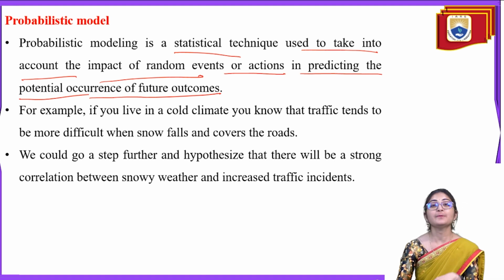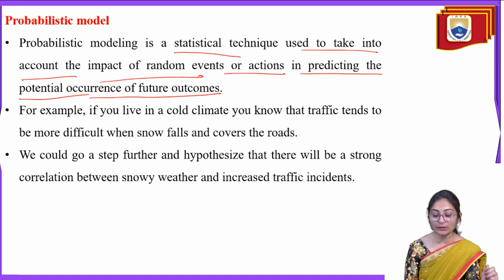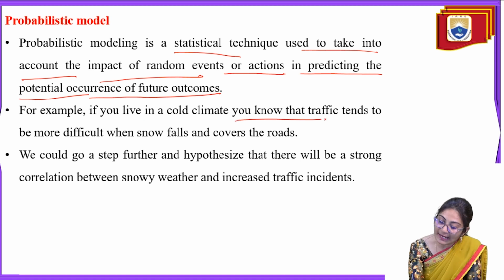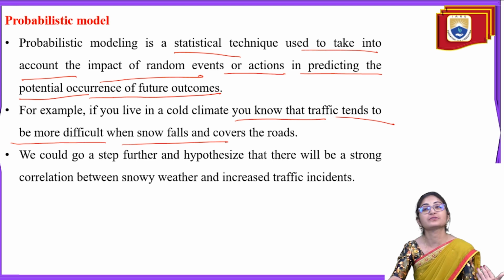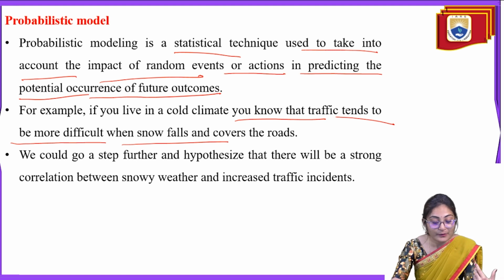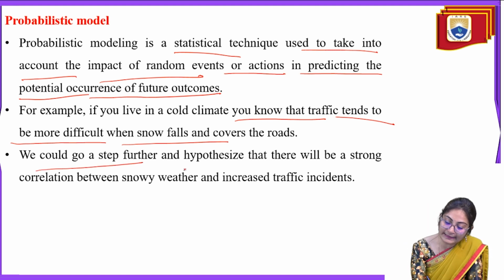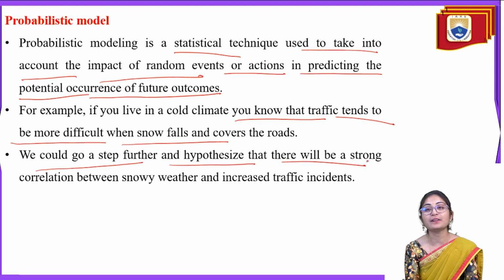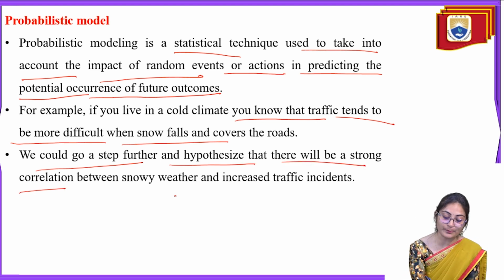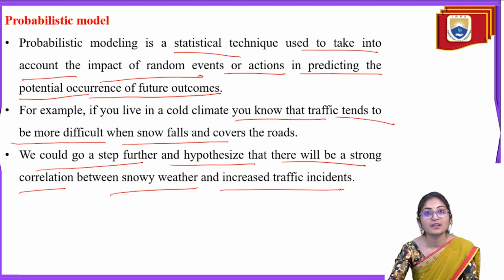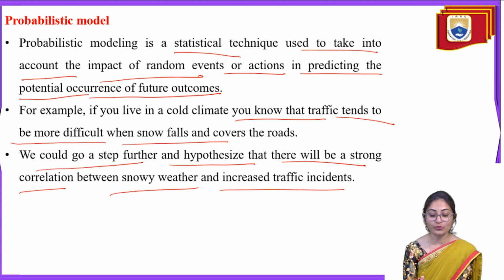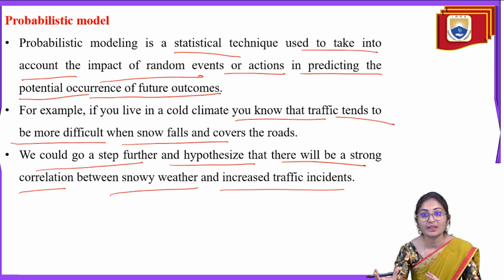For example, if you live in a cold climate, you know that traffic tends to be more difficult when snow falls and covers the road. We could go a step further and hypothesize that there will be a strong correlation between snowy weather and increased traffic incidents. So, probabilistic modeling will show just the chances, like tossing a coin.